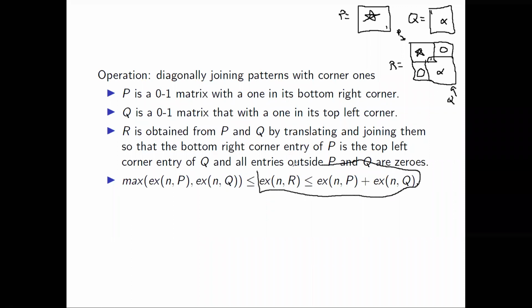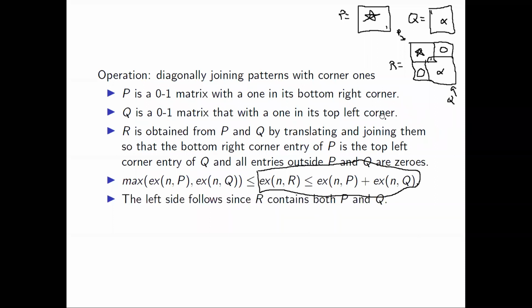The left side is immediate from the fact that we noted much earlier, which is that if the matrix Q contains the matrix P, then ex(n, P) is less than or equal to ex(n, Q). In this case, we're applying it twice because R contains P and R contains Q. So ex(n, P) is less than or equal to ex(n, R), and ex(n, Q) is less than or equal to ex(n, R). So the maximum of ex(n, P) and ex(n, Q) is less than or equal to ex(n, R). So we get the left side immediately. So that side is not interesting again. The right side is the interesting side.